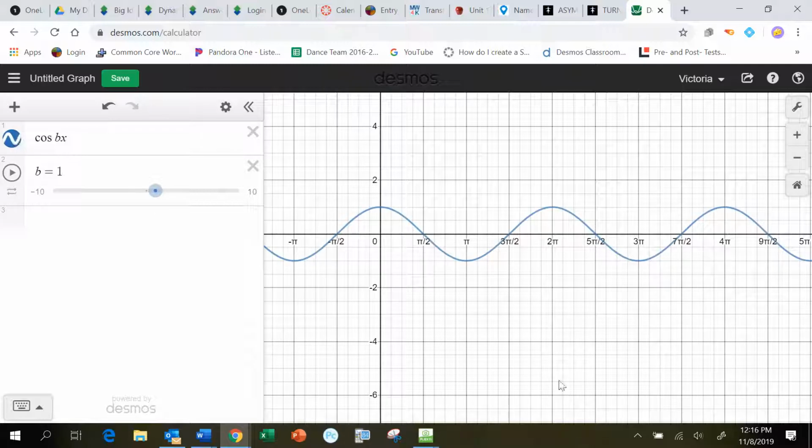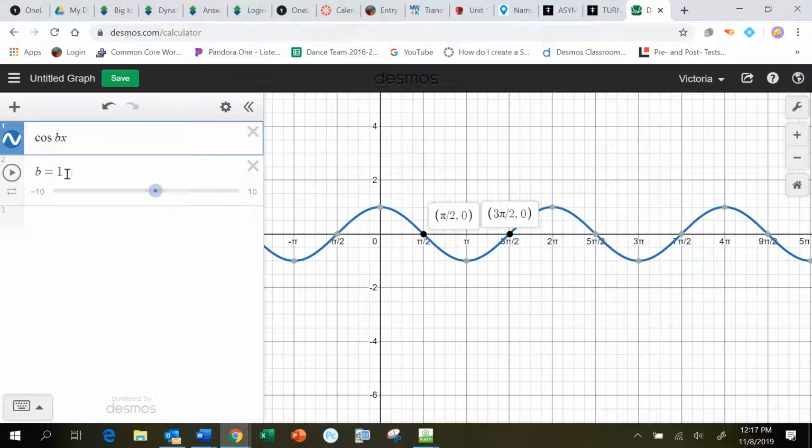Okay, so graphing just cosine x, we've done that before. If I'm solving the equation, I'm looking for the x-intercepts. I'm looking for when the y value is 0. And we have two x-intercepts, pi over 2, 3 pi over 2. That's just cosine x. That's normal cosine x.